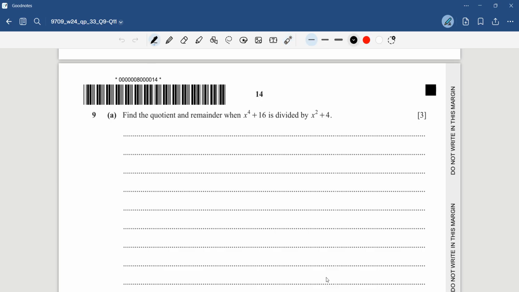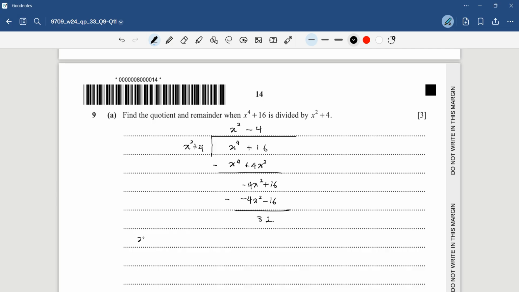Find the quotient and remainder when x to the power of 4 plus 16 is divided by x squared plus 4. Okay, so we can use long division, it's easy for me. So x to the power of 4 plus 16, divided by x squared plus 4, so we can put x squared, so x to the power of 4 plus 4x squared, so you can subtract, so negative 4x squared plus 16, so minus 4, minus 4x squared minus 16, so we'll get 32.